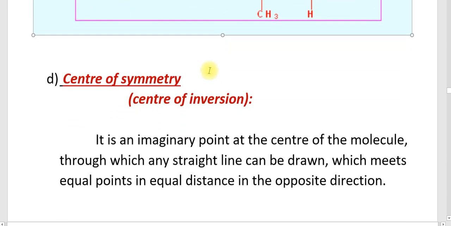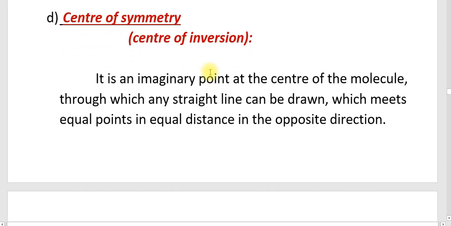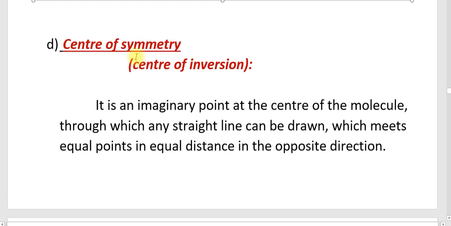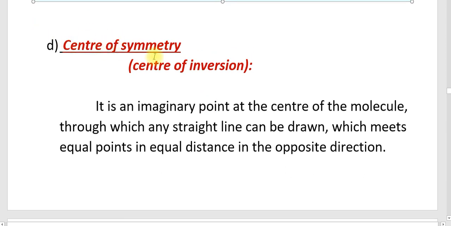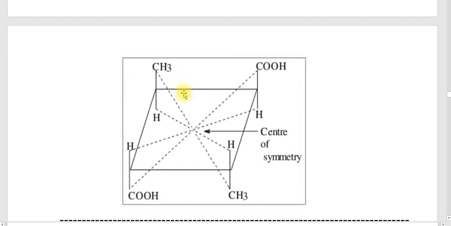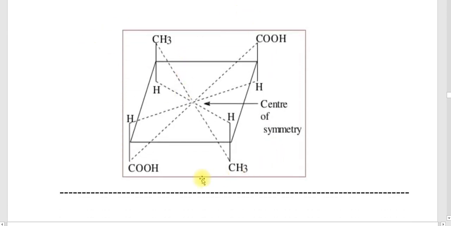Okay, one more symmetry which I included here, which was not already said to you. The next is the center of symmetry or center of inversion. Before entering into the definition, you just go to this diagram or this molecule. Here I am considering a single point, and I am drawing a line in this direction and also in the opposite direction. What is seen?